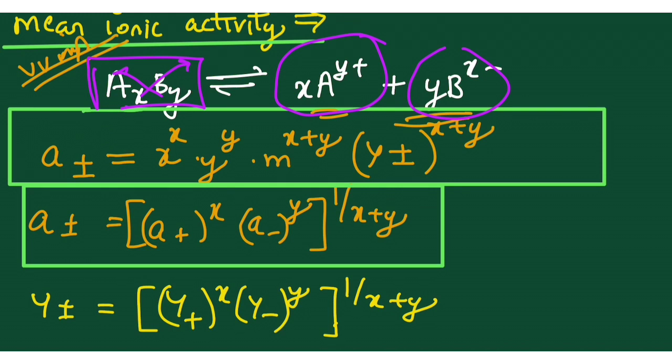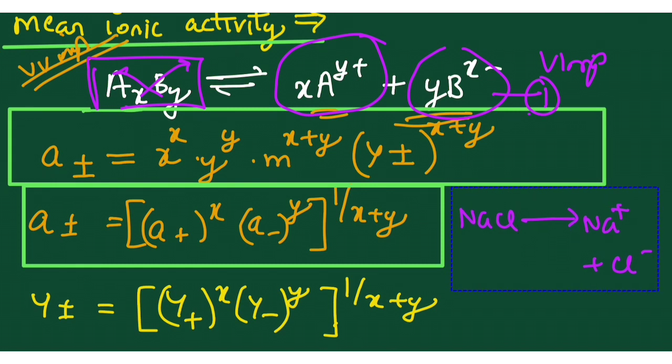Whenever you get any question, very important, listen carefully. Whenever you get a question in the exam asking you to find the mean ionic activity of a particular electrolyte, the first step is to write the electrolyte in the dissociated form as equation 1. Say if you have NaCl, you will write Na plus plus Cl minus. If you have CaCl2, let me write it for CaCl2.